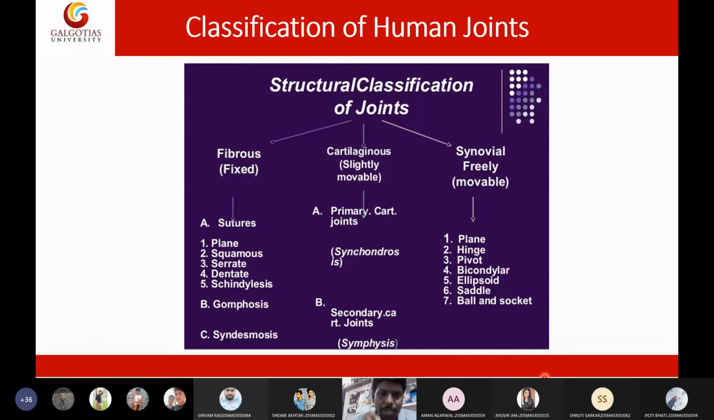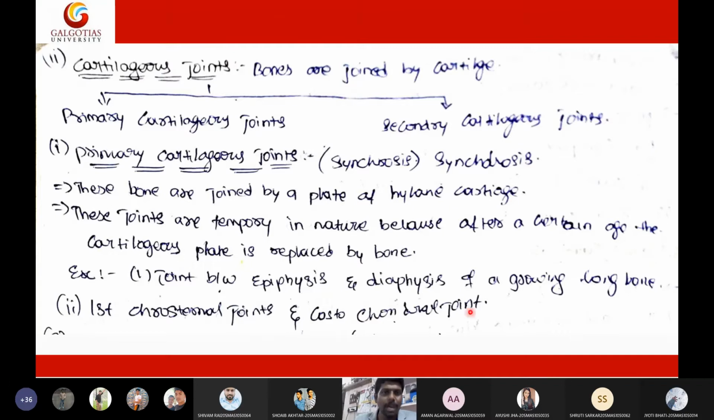These slightly movable joints are of two types. These slightly movable, or simply the cartilaginous joints, are of two types: primary cartilaginous joint and secondary cartilaginous joint. So what is the difference between primary cartilaginous joints and secondary cartilaginous joints? Primary cartilaginous joints are temporarily in a cartilaginous state, but eventually they will become a permanent bone.